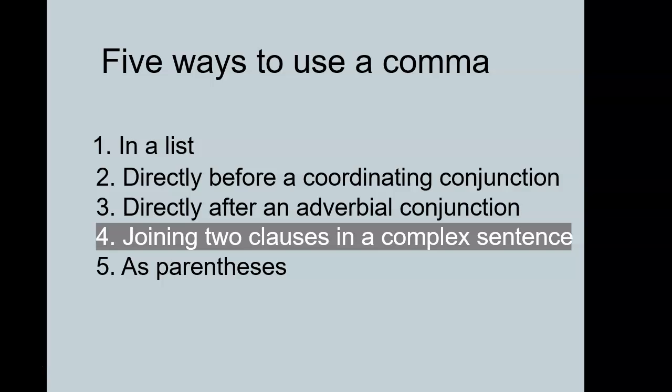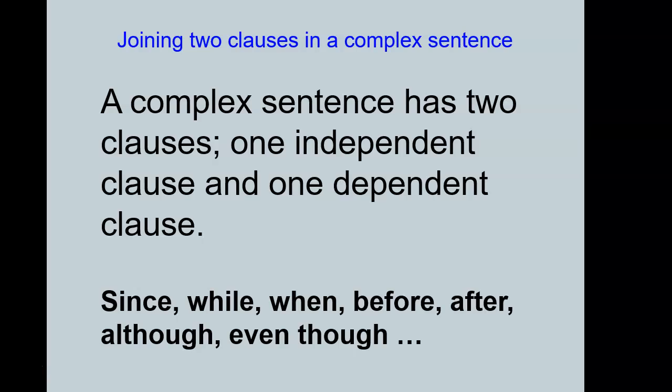In this video, I'm going to talk about using a comma to join 2 clauses in a complex sentence. We've already looked at joining different clauses in one sentence by using a conjunction. We've used a coordinating conjunction like but, so, or, and we've used an adverbial conjunction like however, therefore, moreover. And in both of those situations, the 2 ideas had equal weight and the comma was used before the coordinating conjunction and after the adverbial conjunction.